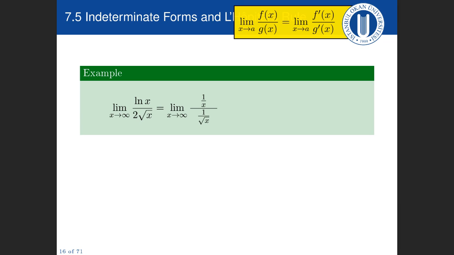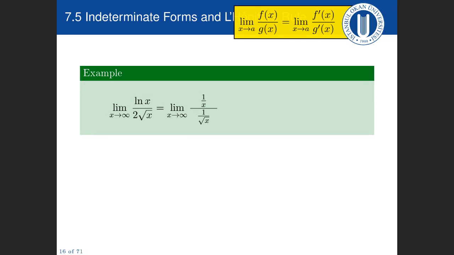Now I want to calculate the limit as x tends to infinity of the natural logarithm of x divided by 2 square root of x. If we replace x by infinity, we get ln of infinity, which is infinity on the top, and 2 square root of infinity on the bottom, we get infinity on the bottom. This is an infinity divided by infinity question, so we can use L'Hopital's rule.